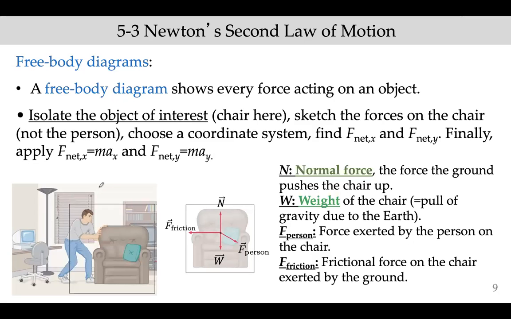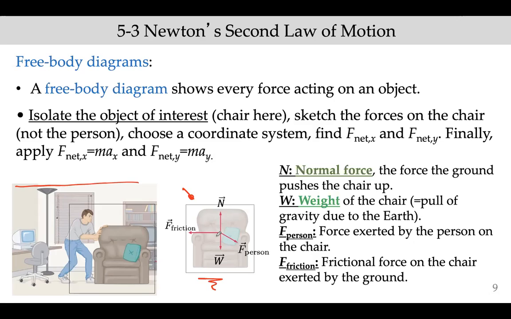Okay, let's talk about free body diagrams. A free body diagram shows every force acting on an object. So if you look at this figure here, a person is pushing the chair, right? To be able to do calculations, I will show all the forces on the chair first, which is here. This is called a free body diagram.